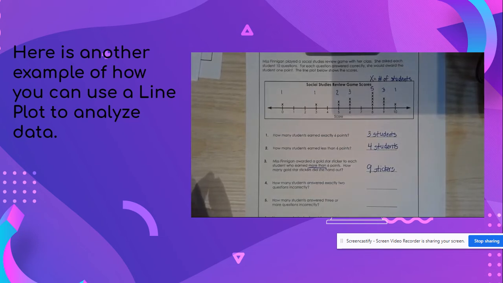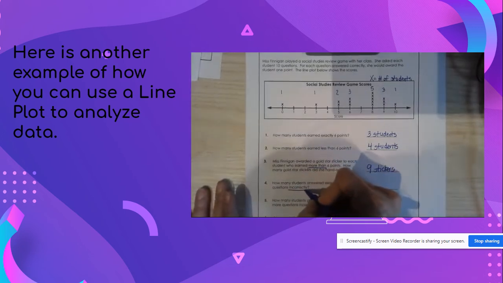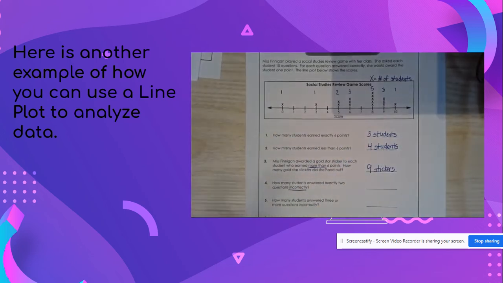How many students answered exactly 2 questions incorrectly? This is where we're going to be using the data a little bit differently. We need to think about what this question is asking us. Don't forget, this line plot is representing all of the questions that were answered correctly. But this question is asking something a little different. So how can we think about what questions were answered incorrectly?